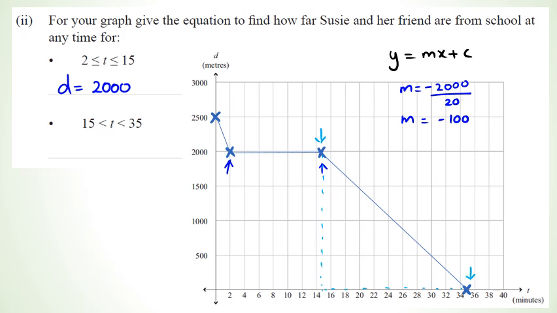Now you could do this in the graphics calculator. If you do it in the graphics calculator, you would use these 2 points, 15, 2,000 and 35, 0. Now that we've got our gradient, we're going to write it here as d is equal to minus 100t plus c. We need to figure out what the c value is. I'm going to use the points 35 and 0.